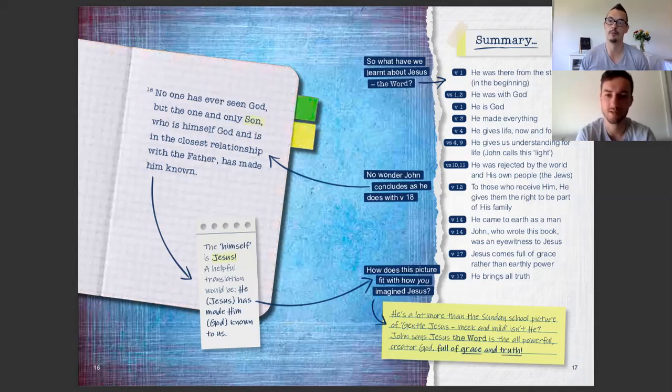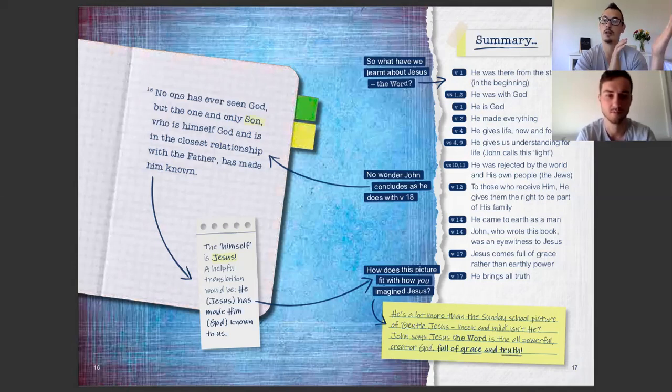Yeah, I think this is right. This does very much challenge the view of Jesus that I originally had. And I know many people who have views of Jesus just as a good guy. So it's interesting to see the summary laid out there to understand the powerfulness of he was there in the beginning. And yeah, that grace and truth part as well.